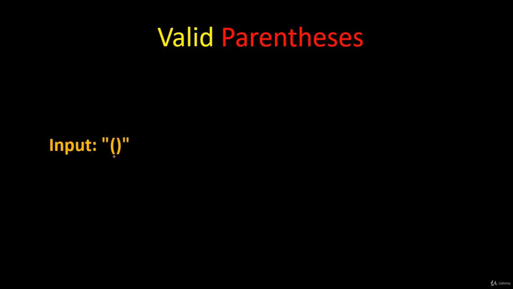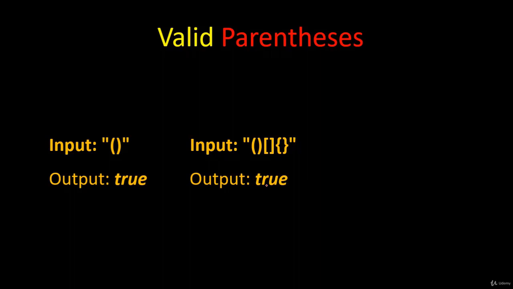If we have this combination of brackets as input, then the program should return true because this is a valid parenthesis. If we have this combination of brackets, then we should return true because this is a valid combination. If we have input like this, then we should return false because this is an invalid format.